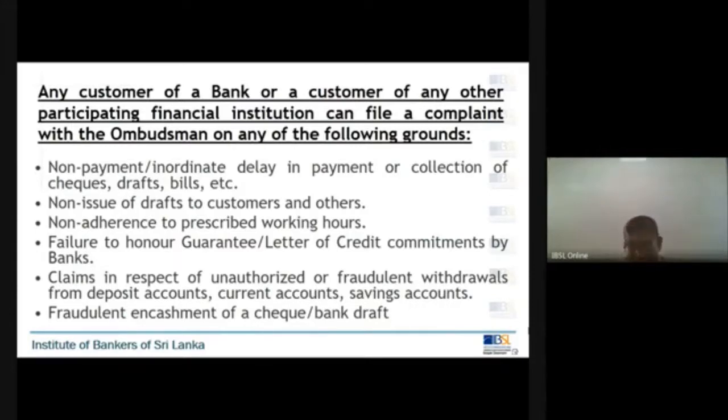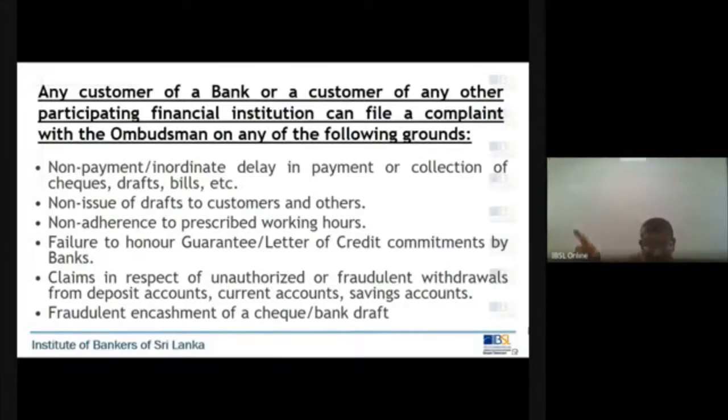Anything you can complain, right? Okay, now you know what are the things a customer can complain to the ombudsman. Some of the things you need to remember, right? Out of all this, at least 3-4 things you need to remember: wrong calculations of interest rate, non-issue of draft to customers, non-adherence to prescribed working hours.